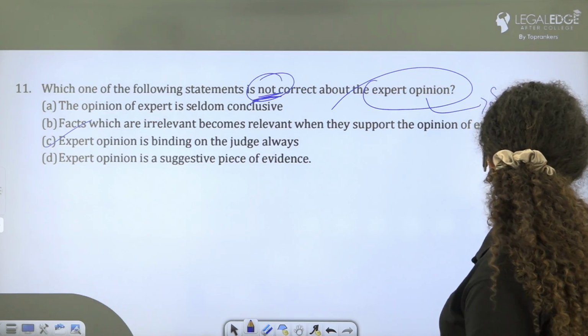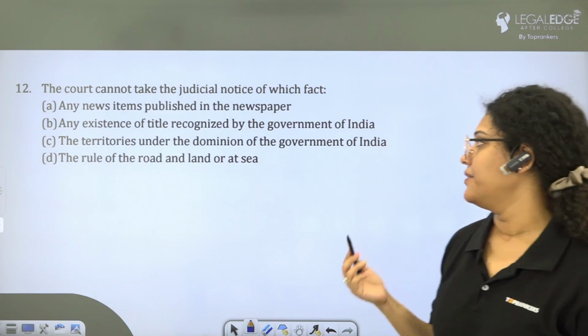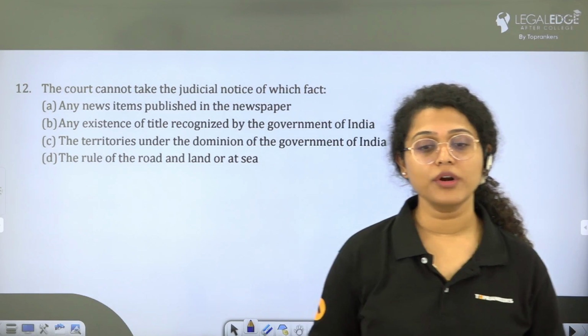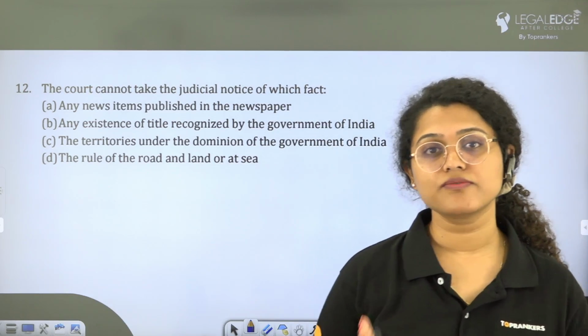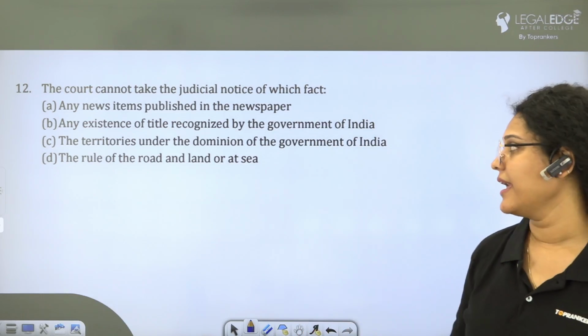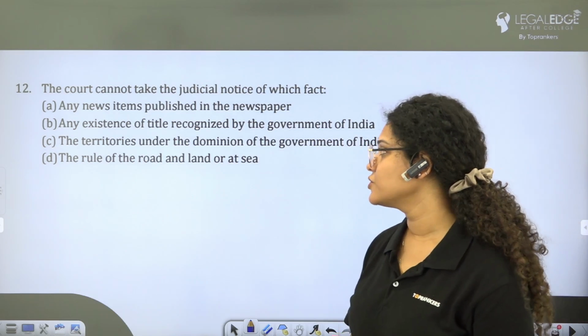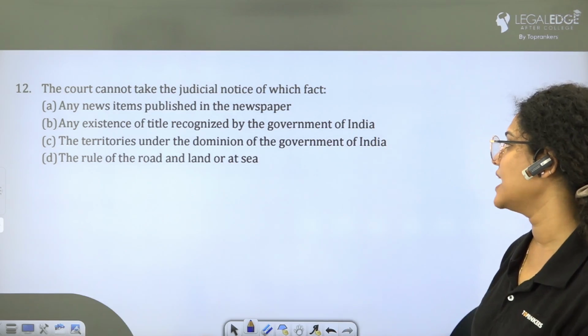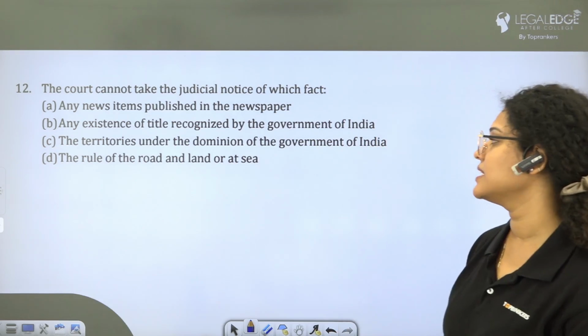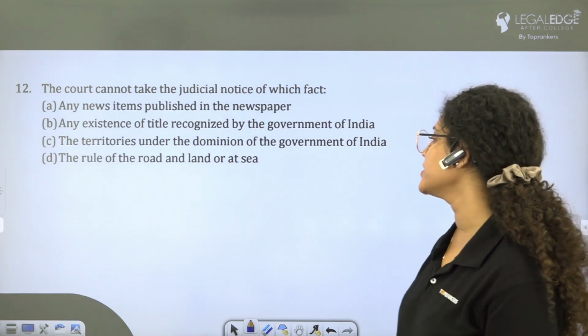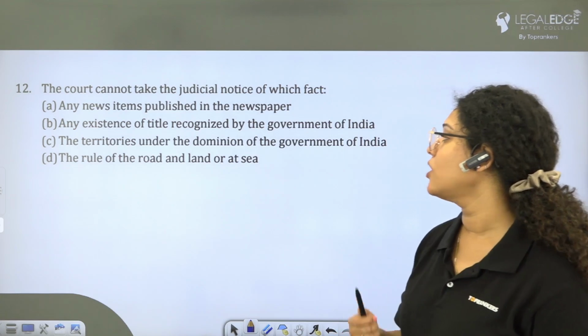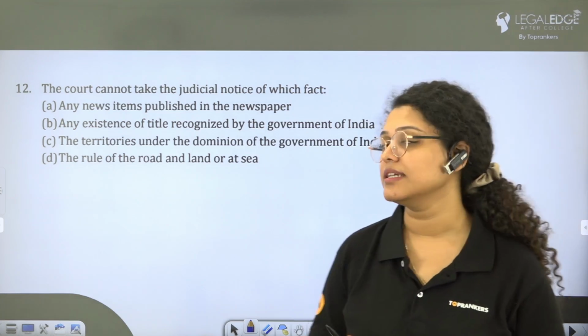All right, question number 12. The court cannot take judicial notice of which of the following facts? A, any news item published in the newspaper. B, any existence of title recognized by the government of India. C, the territories under the dominion of the government of India. D, the rule of the road on land or at sea.